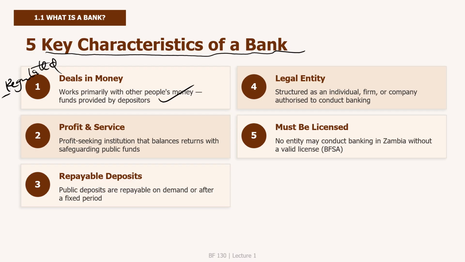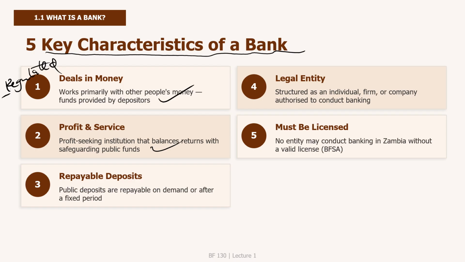Other than that, we also have another characteristic of profitability and service. So what we are saying here is that, of course, a bank is profit seeking, right? But it also has to be service oriented. A bank needs to make money so that it can survive. It can't survive without money, so it needs to make money. But what we are saying is that, much as you are profit seeking, you need to balance the interest of profit seeking with that of safeguarding public funds. That is very important.